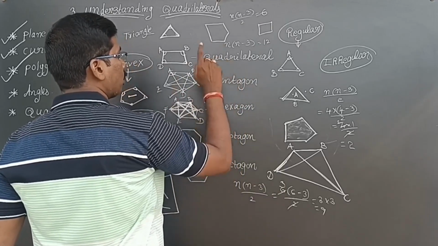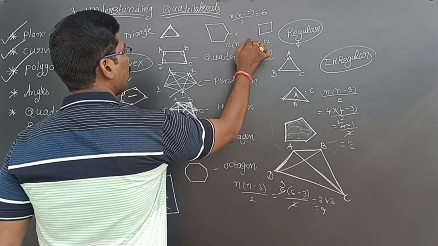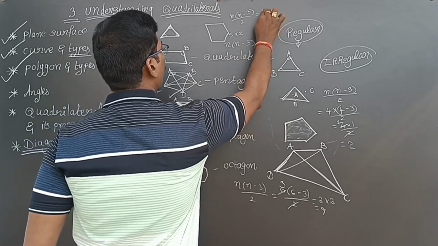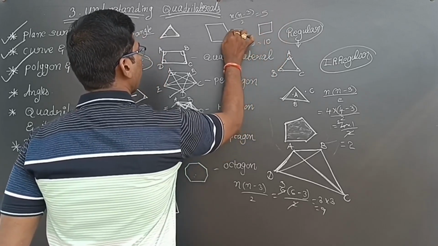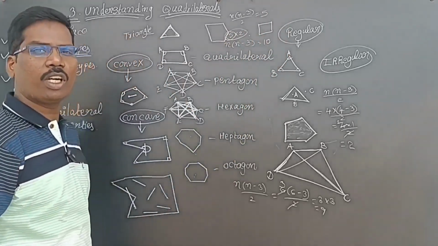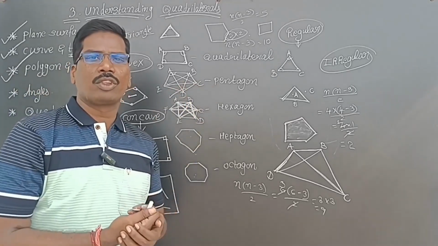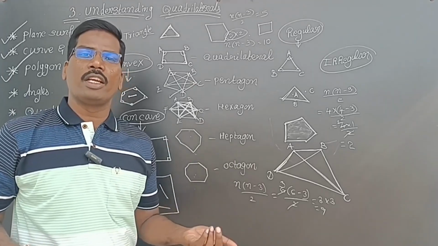So what we have to do? We have to substitute the options. So now I will substitute 5. So 5 into 5 minus 3, that is 2. Means 5 twos are 10. So 5 twos are 10 means n value is 5. n value 5 means what? That is a pentagon. So in the pentagon, diagonals are 10. In a quadrilateral, diagonals are 2. In a triangle, no diagonals.